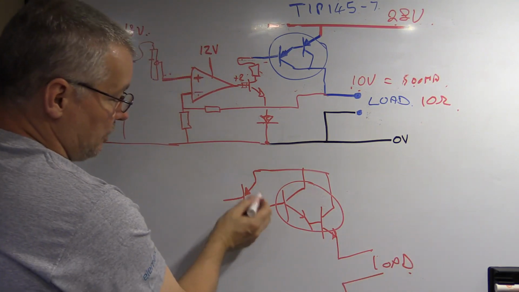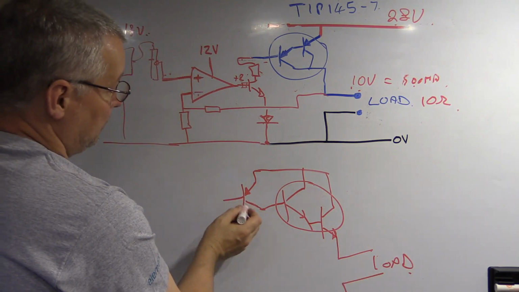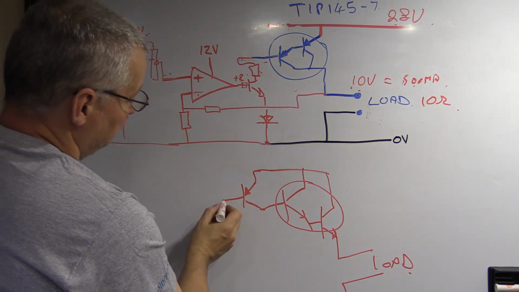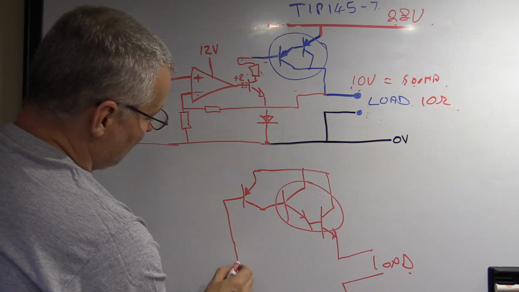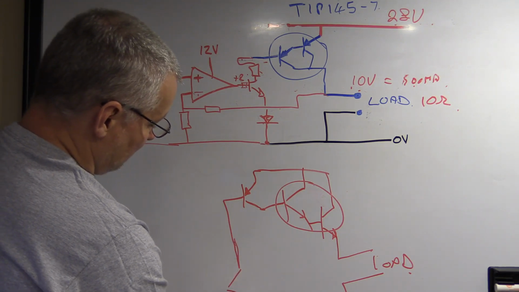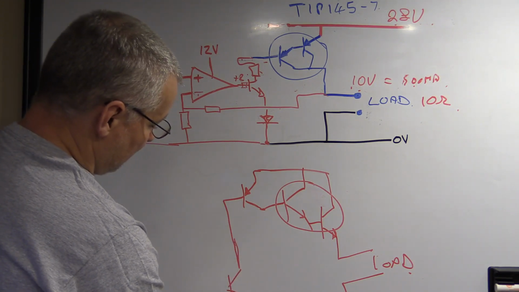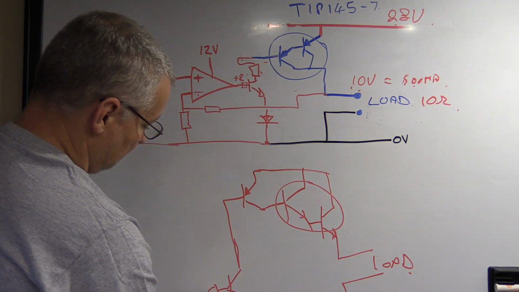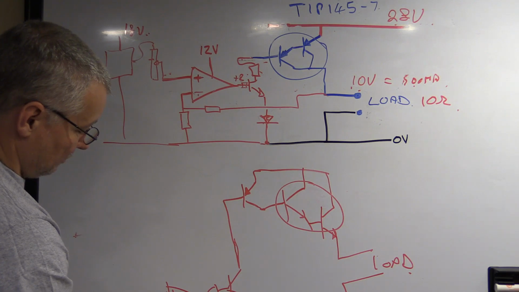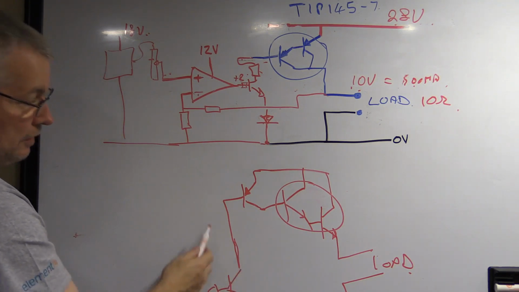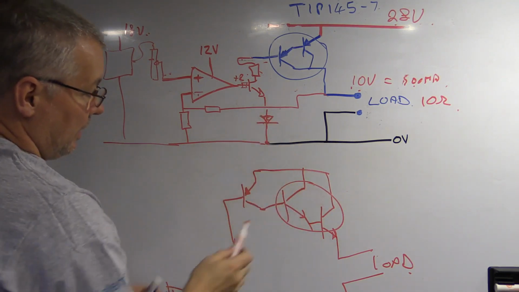Now, because I put this PNP transistor in here at the top end, I can actually put the same thing down here and have my control op amp doing the same thing. So now I've got the PNP and an NPN doing the same.